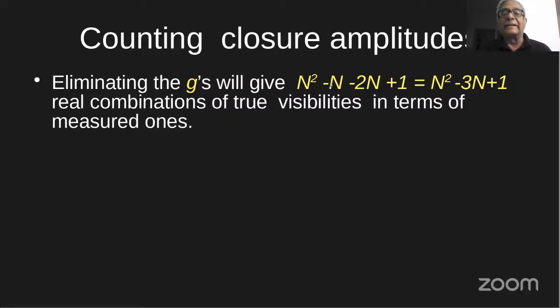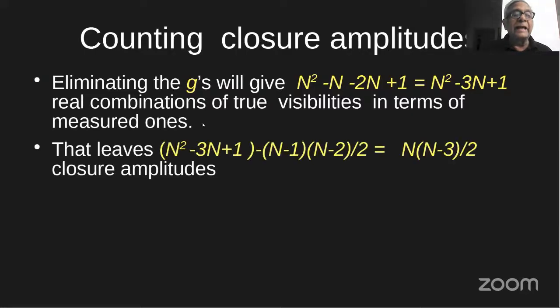So we had n squared minus n real parameters. But then we had 2n-1 G's to be eliminated. And therefore, the number of identities or combinations, or whatever you like, relations, you get is n squared minus 3n plus 1. You can quickly check that if you put n equal to 30, you get 811 in this equation. So now you say, okay, this is the total number of invariants, even though we don't have them. We just counted them. We already have (n-1)(n-2)/2 closure phases. So this must be the number of closure amplitudes.